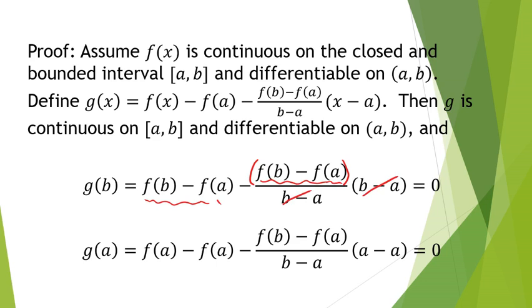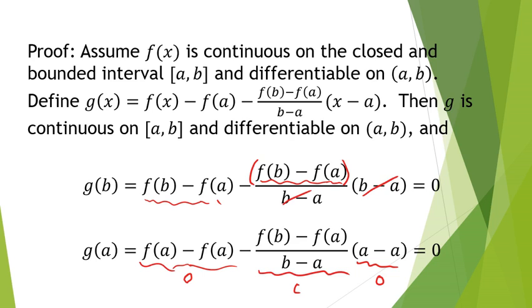If I take a and plug it in for x, I get f of a minus f of a, which is 0. And then I get some constant c times a minus a, which is 0. 0 minus some constant times 0 is going to be 0 as well. So I note that when I find g of a and g of b, I get the same thing.